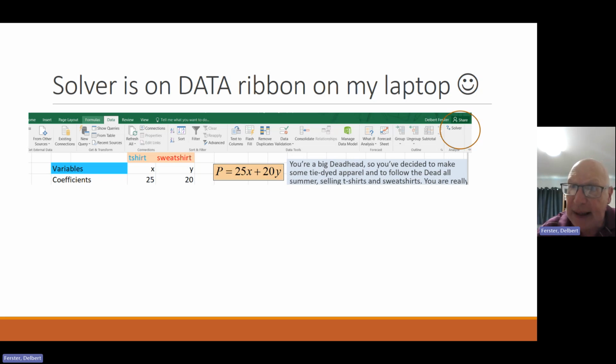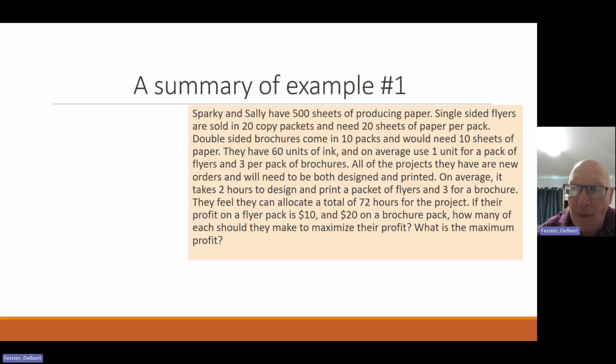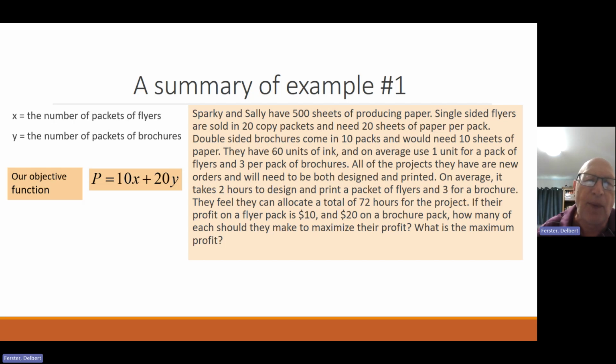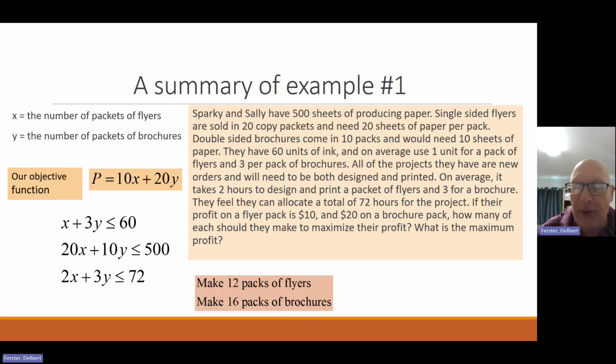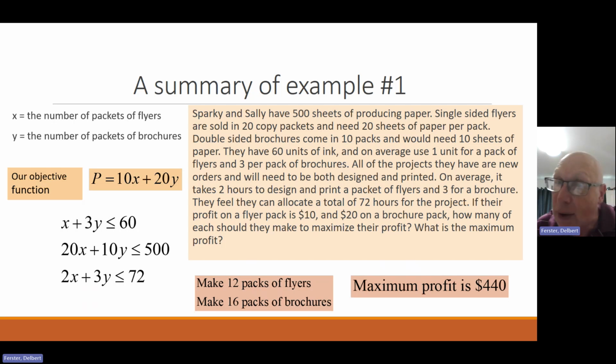So we'll do it again with a second example, get you a chance to think about some things, and then we'll bounce back over to Excel and see if we can make a solution happen for our second example. For the example that we finished in a previous video in Excel, we had Sparky and Sally producing some flyers and some packets of brochures. We built an objective function and identified some constraints, and the solution that we found in Excel with the aid of Solver was that they should make 12 packs of flyers and 16 packs of brochures, and that would maximize their profit at $440. Those are the values that we found by use of Excel on that first example.